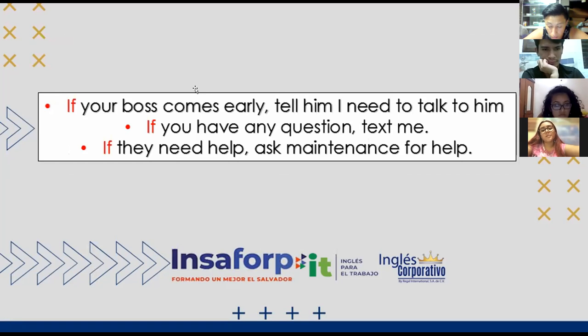Zero conditional, o esta figura gramatical, se usa también para dar instrucciones, as giving instructions, okay? For example, if your boss comes early, vemos que comes es la tercera persona del verbo come, ¿verdad? If your boss comes early, what will be the consequence? Tell him I need to talk to him, okay? Only if he comes, right? Only if he comes. If he doesn't show up, we're not going to say anything, right? This is going to happen if this happens, okay?